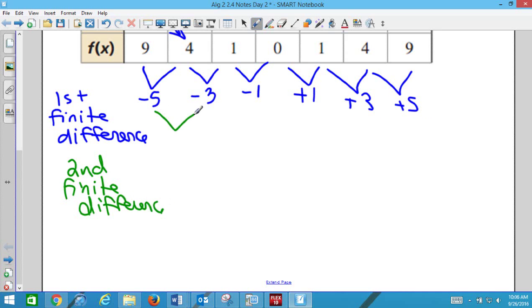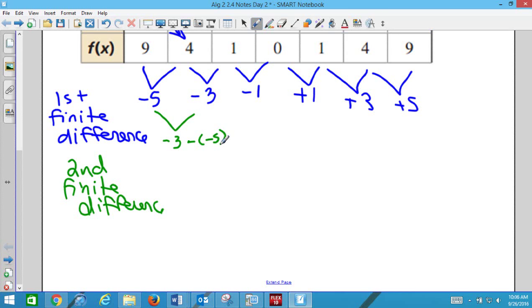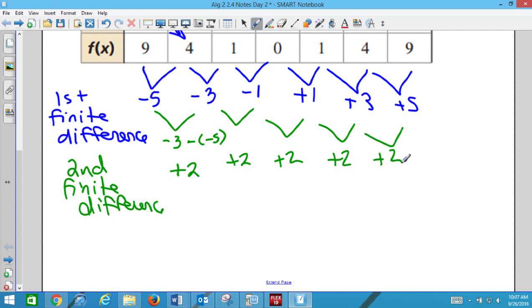So we're going to take our previous differences and now find what you do to negative 5 to make it into negative 3. If you're not sure, you could take negative 3 subtract negative 5, the second number minus the first number. What do I do from negative 5 to make it into negative 3? I add 2. How about from negative 3 to make it into negative 1? Add 2. Negative 1 to positive 1. Add 2. That's our second finite difference.